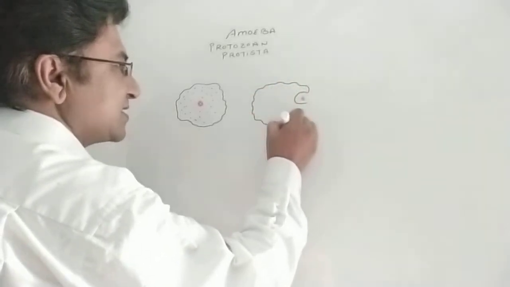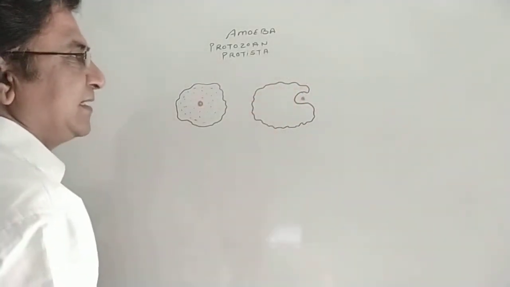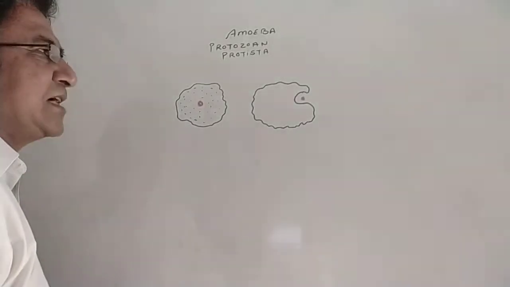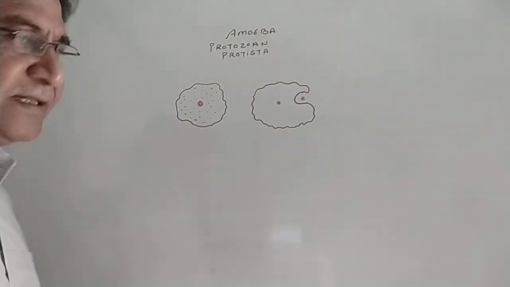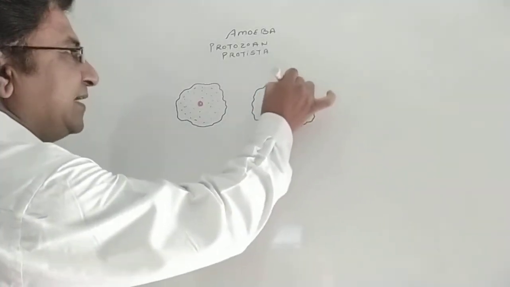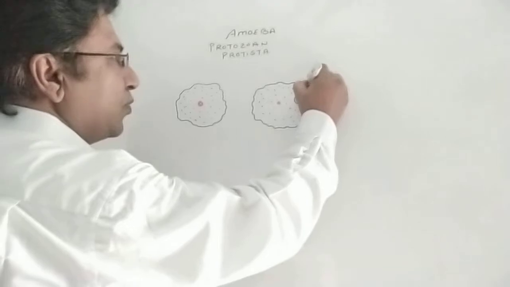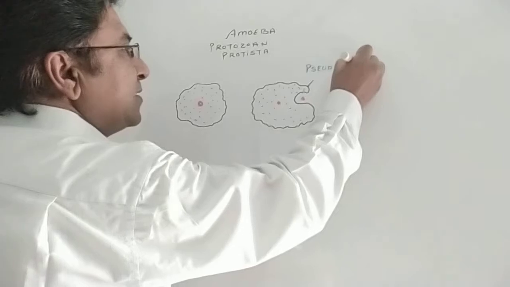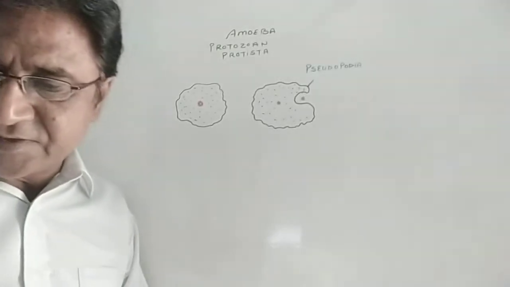By the process of cyclosis, it pushes the cytoplasm to particular sites. And this cytoplasmic content gets protruded outside, and this protrusion of cytoplasmic content at a particular site produces false feet. These false feet are called pseudopodia. Pseudo means false, podia means feet. These pseudopodia surround this food material.